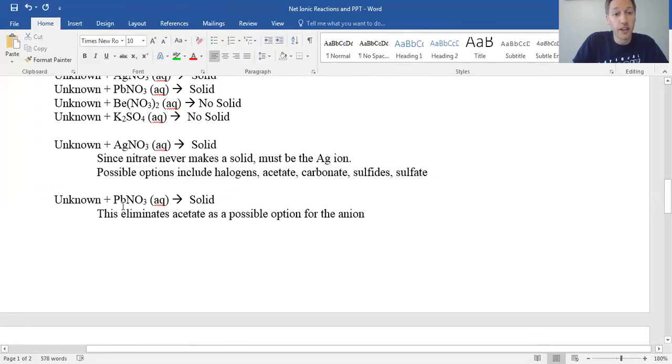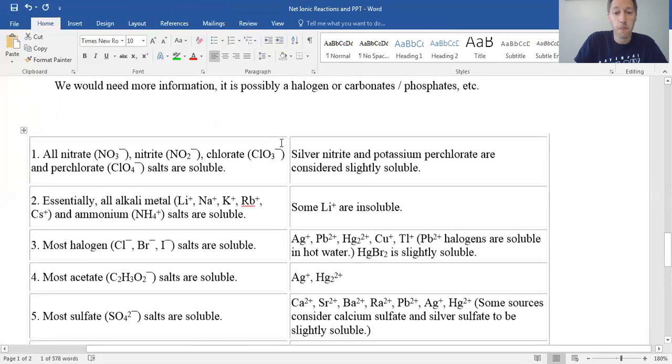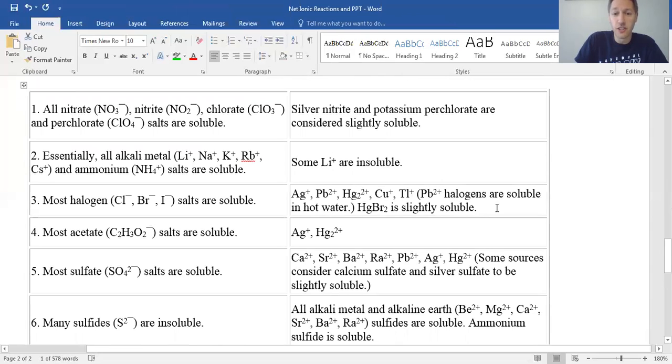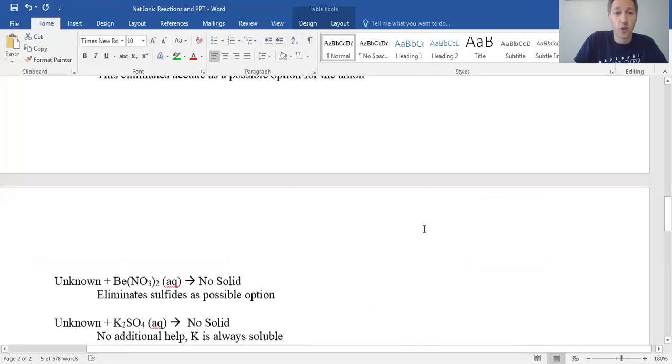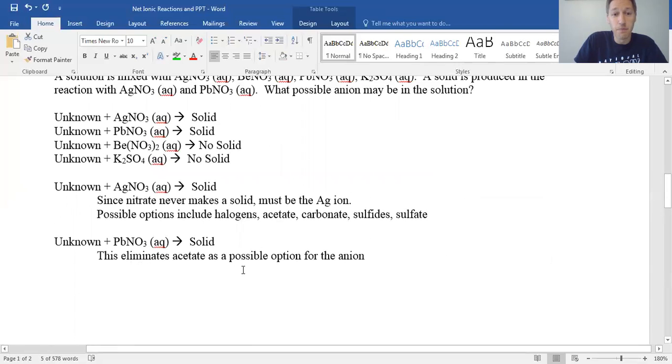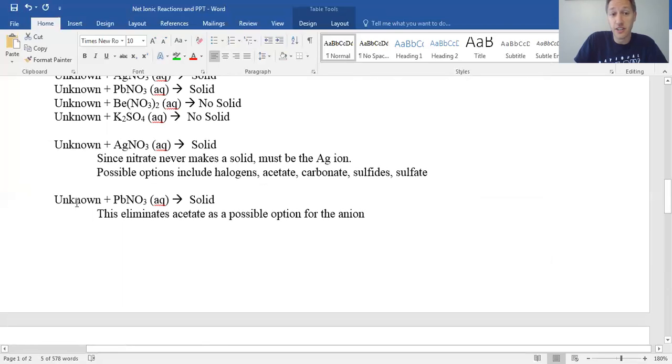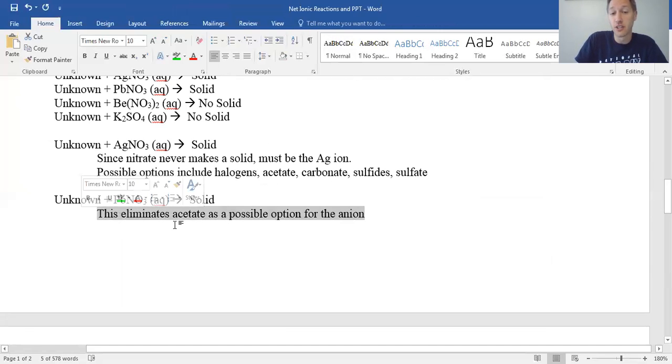The next one, we're told that it reacts with Pb(NO3)2 and makes a solid. So we have to find out, does the lead react with this in the same manner? Looking at our chart, there's only one that's different. Acetate does not react with lead. Lead is not an exception. So it cannot be acetate in there, because if it was, the acetate would have made no reaction with the lead. It would have stayed aqueous. So this eliminates acetate, because no solid would have been produced.